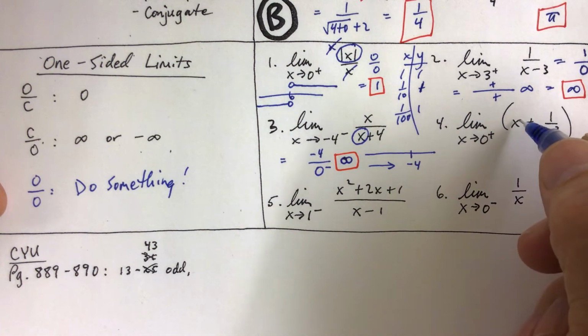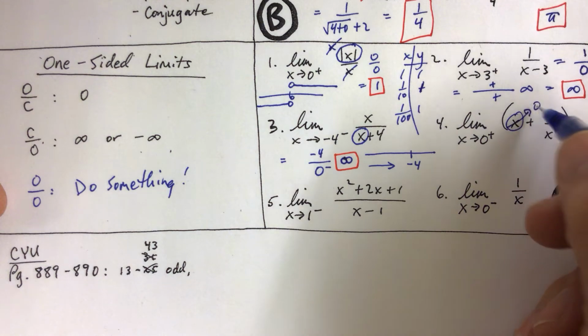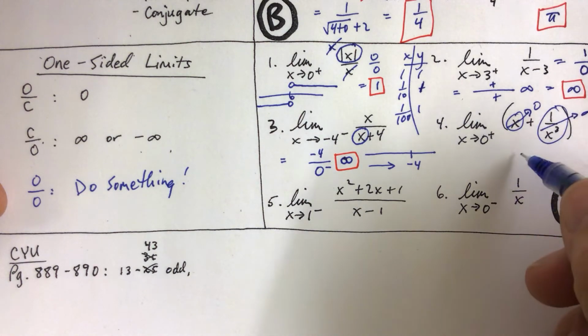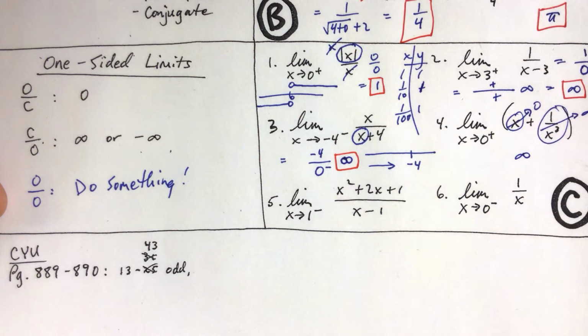For number 4, x is approaching 0. Then 1 over 0 from the right would be positive infinity. So it's 0 plus positive infinity. You just get positive infinity.